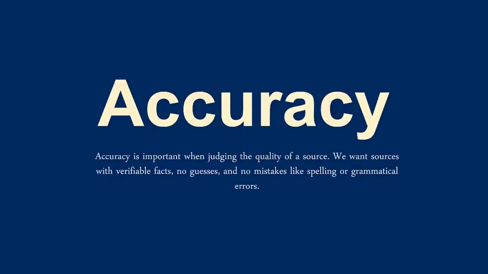Accuracy. Accuracy is about verifying the information in a source. Look for errors or statements you know to be false. Check for warning signs like broken links, misspelled words, poor grammar, and sensational language. And instead look for sources with quotes, data, and references to experts.